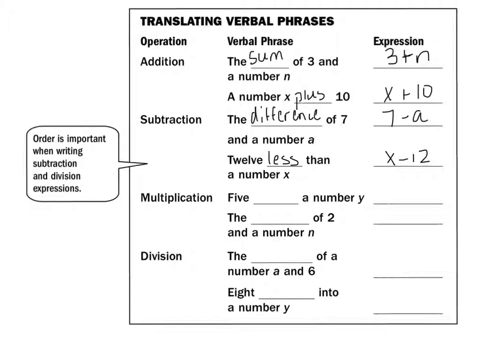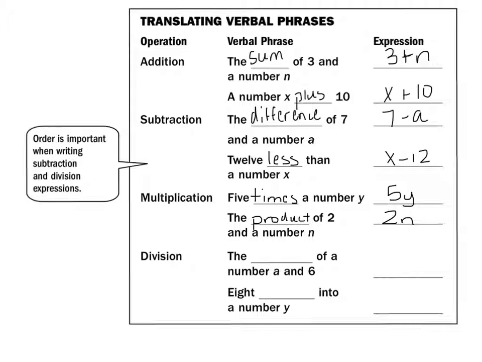In multiplication, I'm going to use the words times and product. 5 times a number y is written as this, 5y. Numbers and letters written side by side show multiplication. Or the product of 2 and a number n is written as 2n.